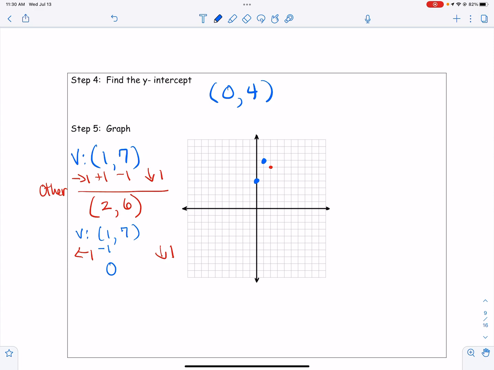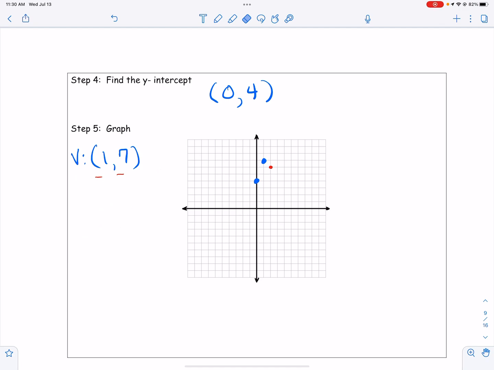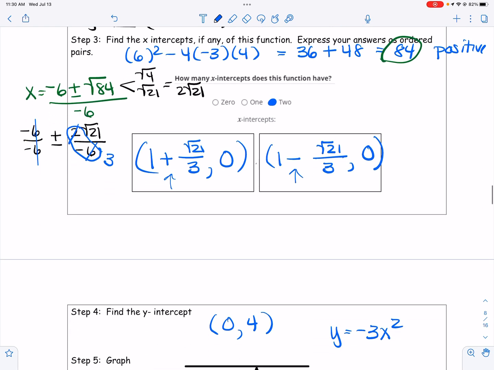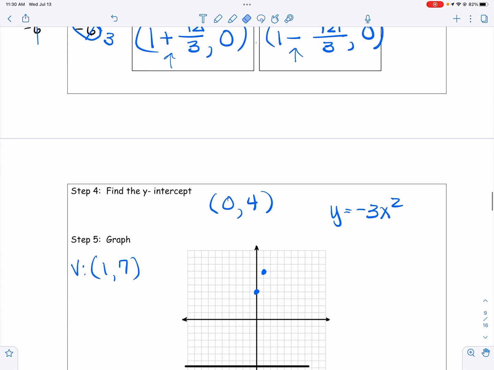You know what I did? Sorry. We have that negative 3 in there. So we wouldn't be going down 1, right 1. We would be going right 1, down 3. Okay, so I forgot there was that negative. So remember, negative 3x squared was the original equation, plus 6x plus 4.